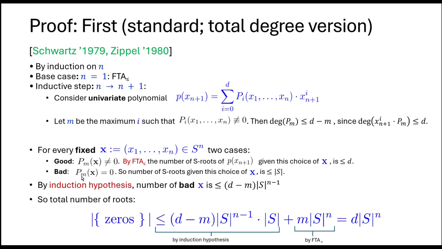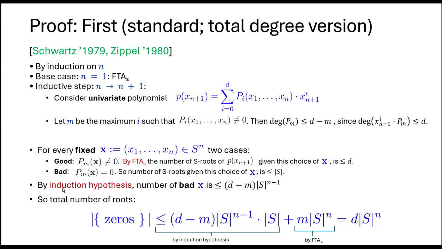What happens if it's bad, if actually PM is 0? In this case, it might be that all the values of the polynomial here are 0. So the number of roots from S, given this choice of x, when we extend it to the n plus 1 coordinate, is going to be at most the size of S, because everything is 0. So we don't really have the small bound of D. So this is not good.